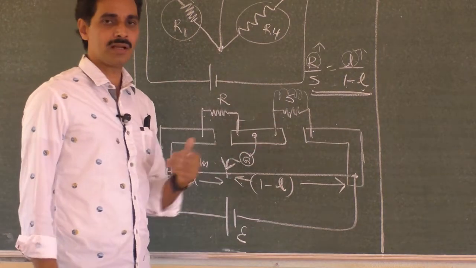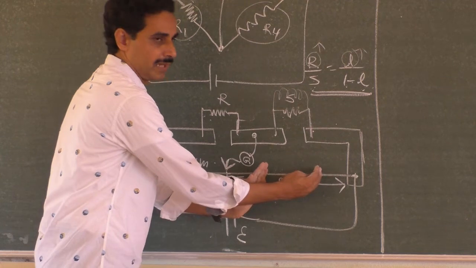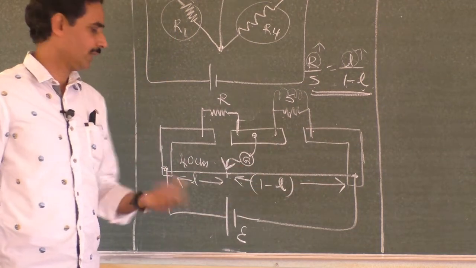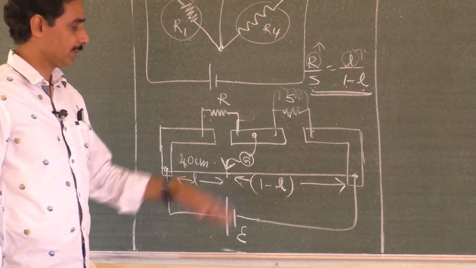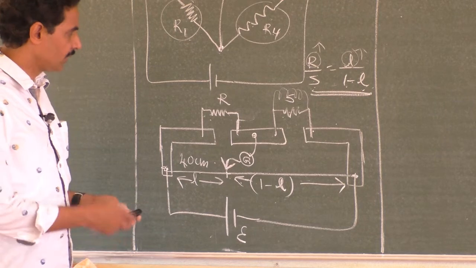When this is connected, parallel combination always reduces the resistance. So this resistance will reduce, balancing length will reduce. This will increase by 10 centimeter. So this idea of adding or subtracting, what happens to the balance length, all things are needed in meter bridge. That's all you have to know.